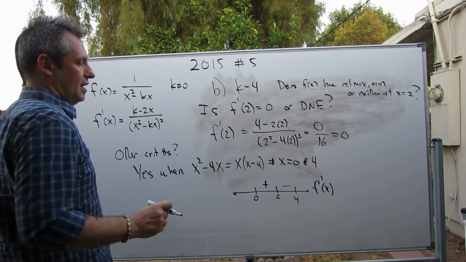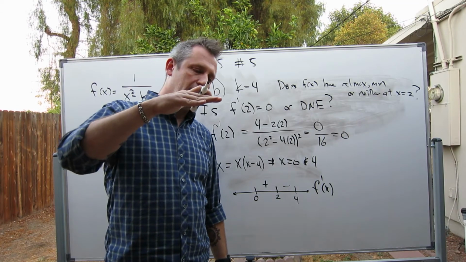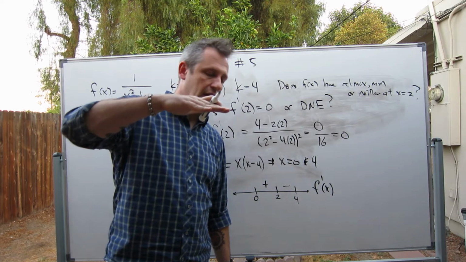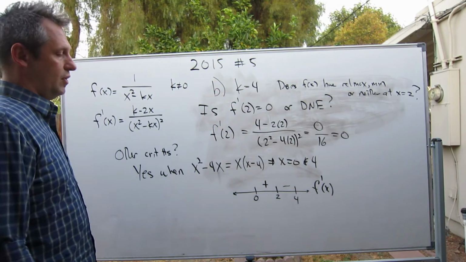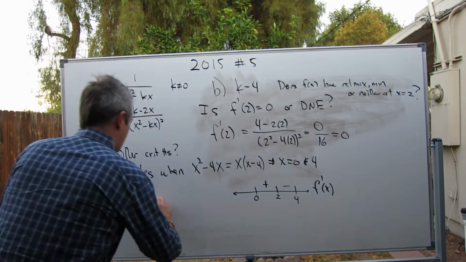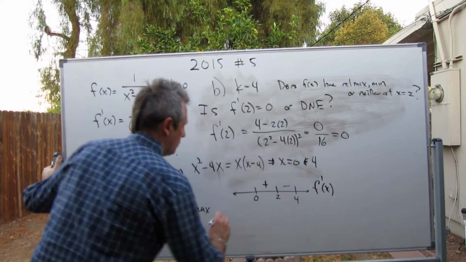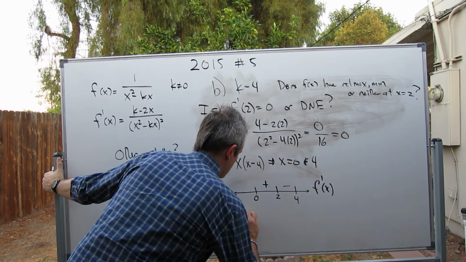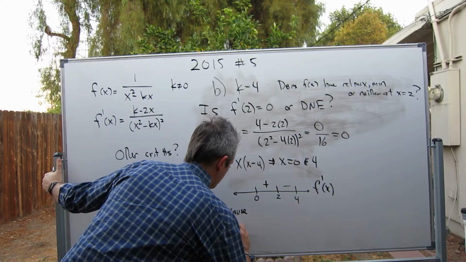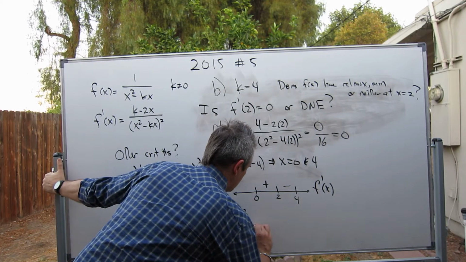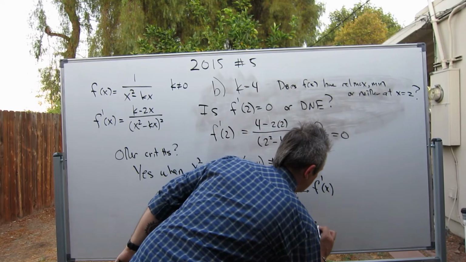So what we find out is that the derivative is positive, so the function is increasing till we get to 2, it flattens out, stationary point. Then the derivative's negative, so it's decreasing. The function is decreasing after that point. So we just found out that x equals 2 is a relative max because f prime of x changes from positive to negative there.